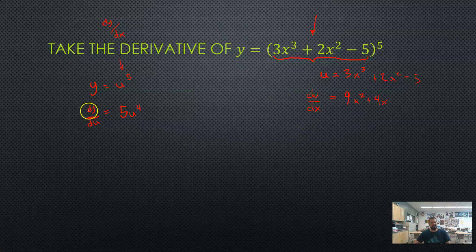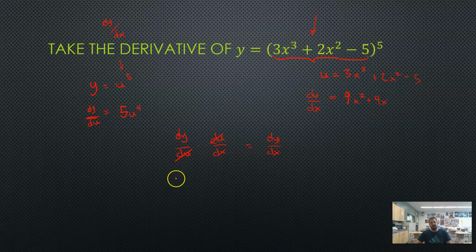Now, you might be saying, okay, I've got dy du here, I've got du dx here, how is that going to help me? Well, if I took dy du and multiplied that by du dx, notice that the du's would cancel out, and what I would have is dy dx, which is exactly what I'm looking for, the derivative of y with respect to x.